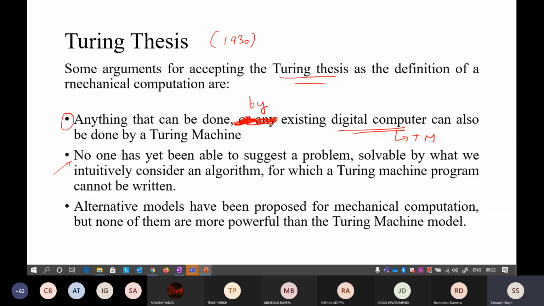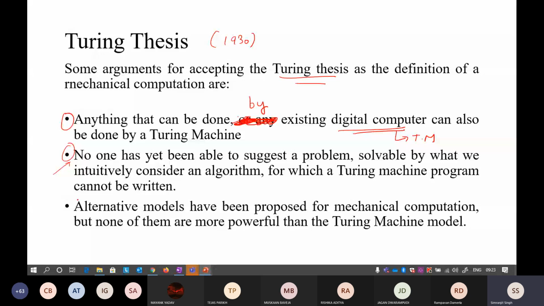Another point is that no one has yet been able to suggest a problem solvable by what we intuitively consider an algorithm. They are saying that no researcher has suggested a problem that is solvable by a digital computer but not solvable by a Turing machine. It is just written in formal notation. This definition is taken from Peter Linz's book, so you can refer to that book.